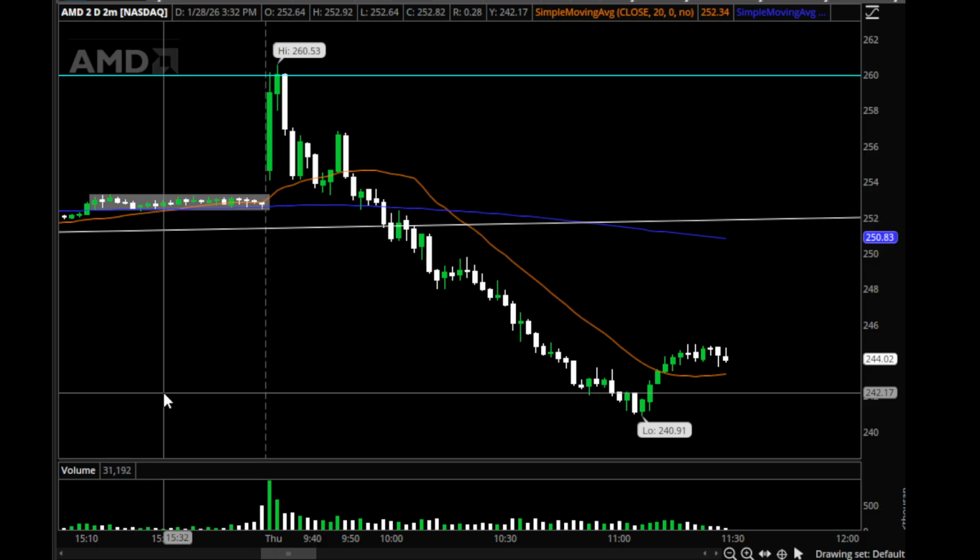So just wanted to give you guys some examples of the narrow state and then coming into the wide state. So if you have any questions, just let me know.